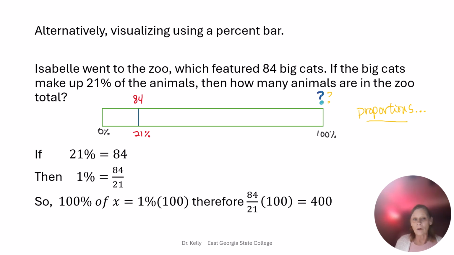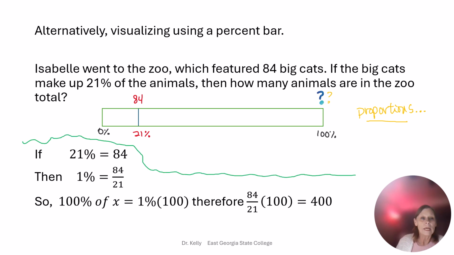But we can also do it in a little bit different way. This is the different way. If we look and say 21% is equal to 84, and we want to get 1%, then all we have to do is divide both sides by 21, which is what I did. And so now we know 1% is equal to 84 over 21.